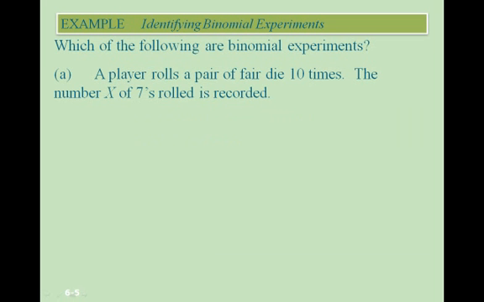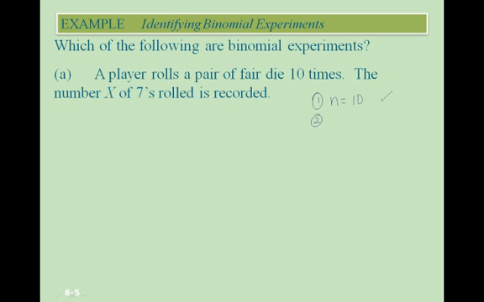So let's look at some examples. We want to identify binomial experiments. In A, a player rolls a pair of fair dice 10 times. The number x of 7s rolled is recorded. So we want to identify whether or not this is a binomial experiment. First thing to look at is, are there a fixed number of trials? And yes, there are n equals 10 trials.